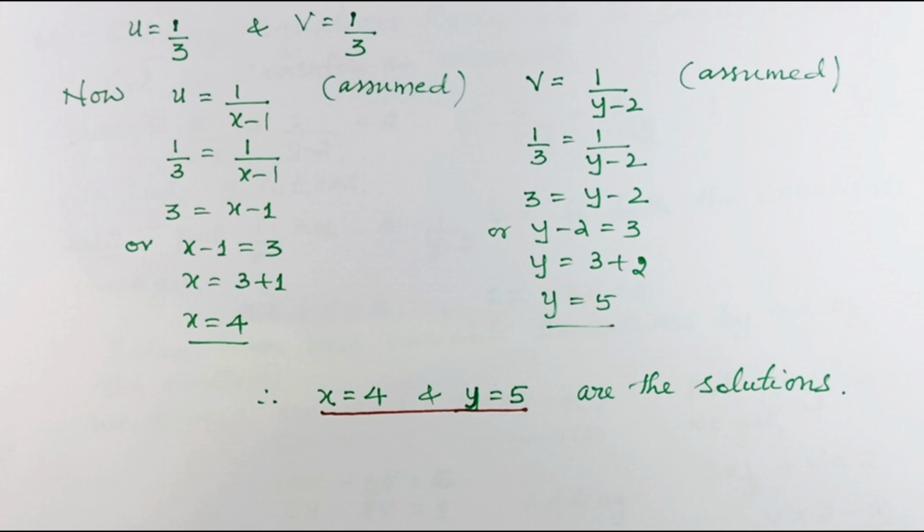Therefore, x is equal to 4 and y is equal to 5 are the solutions of these two given equations. So please remember the method of solving these equations. I have given you the different methods of solving the equations. You can adopt any one of the methods to solve the given pair of linear equations.